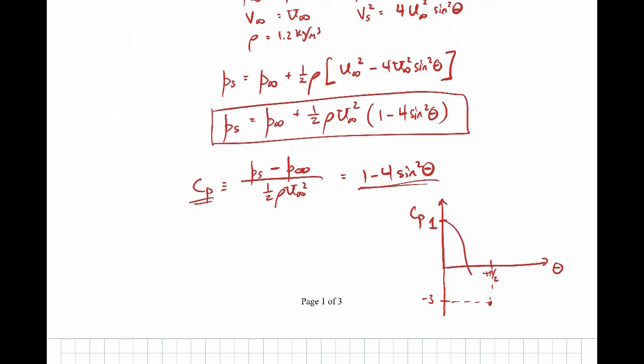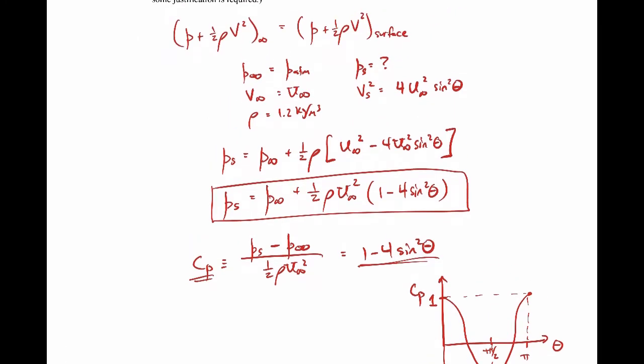So it actually looks something like this, and then it goes back up to a value of 1 back at pi. So when theta is equal to pi over 2, this will be equal to 1, so it'll be 1 minus 4, and that gives us the minus 3. And then when we throw in a pi, this is also 0, and it goes back to 1.